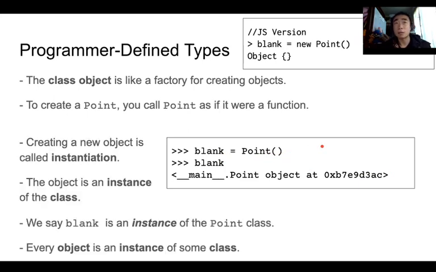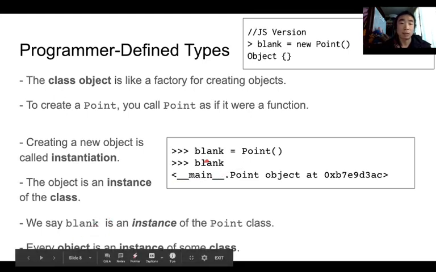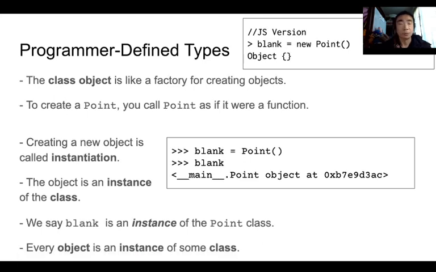This act of making new objects is another vocabulary word. It's called instantiation, or creating an instance of a class. So here, in this short two-line demo, blank is an instance of the Point class. And more generally, every object is an instance of some class. Now, for those that have coded in Java before, everything in Java is object-oriented. Even your main function is an instance of some other class.